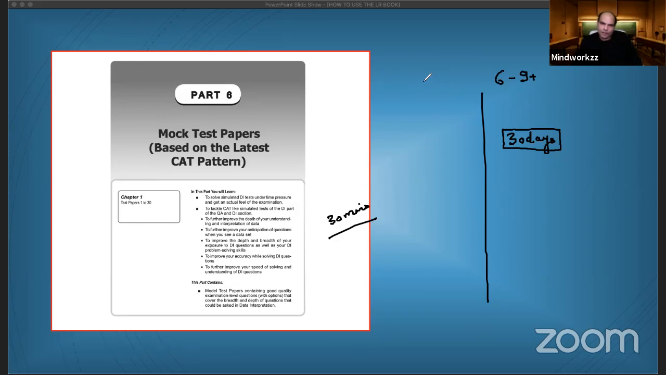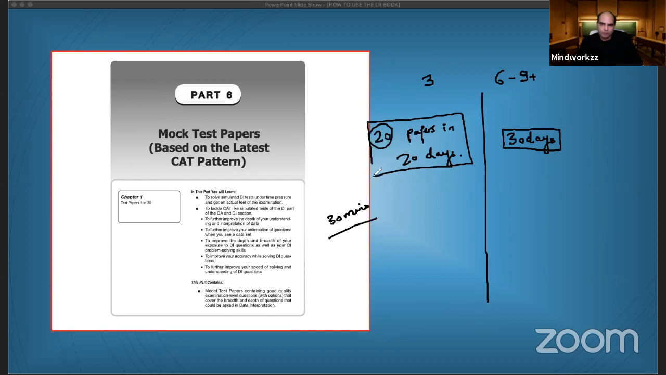If you are in the 3 month framework, maybe you can not take these so much as tests, or take a few of them and skip a few of them. Maybe you might want to do only 20 of those and skip 10. So you might want to select which test papers have better quality questions. So you might want to do 20 papers in 20 days if you're in a 3 month framework.